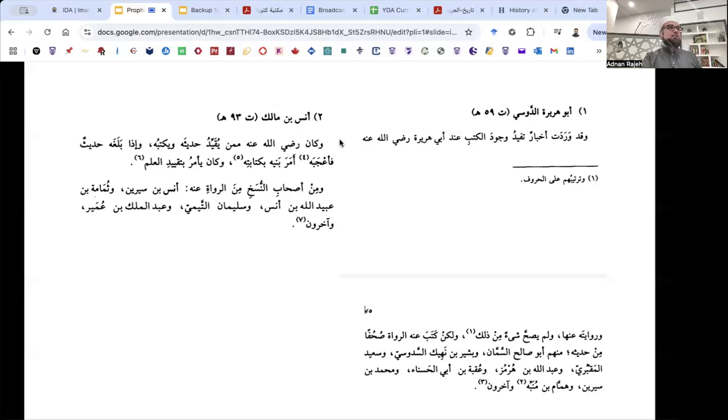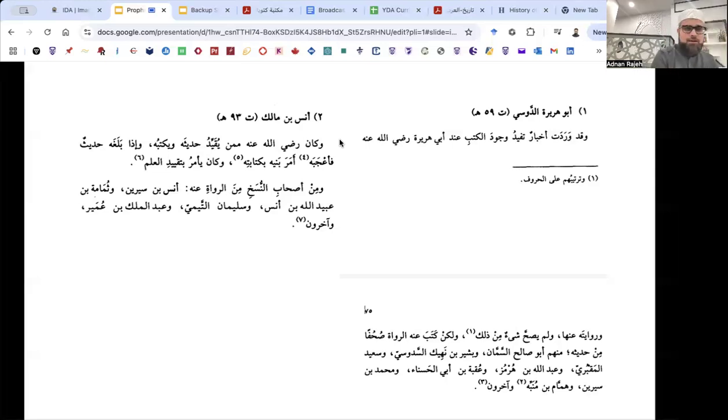Which is why he's the highest narrator in terms of content, but he's not the most trusted amongst the scholars of Sirah in terms of the quality of it, because he wasn't there for most of these things to be able to give a proper recollection of it. Number two is Sayyidina Anas ibn Malik.